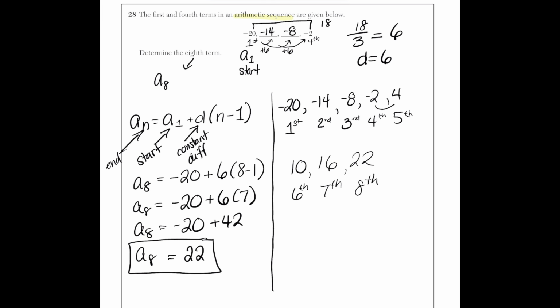So boom, even if you didn't know what the sequence was, or you didn't know how to use your reference chart, as long as you could figure out the pattern, how are my numbers changing, as long as you recognize that my constant difference was 6, that I kept on adding 6, you can figure out the eighth number.